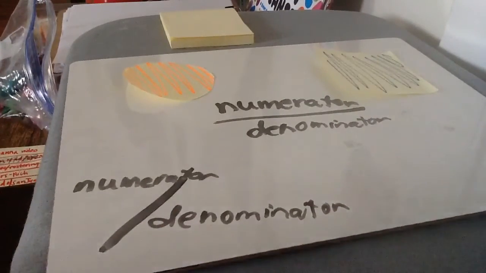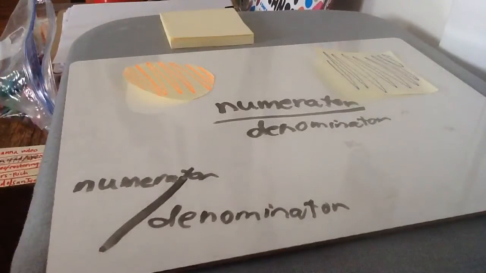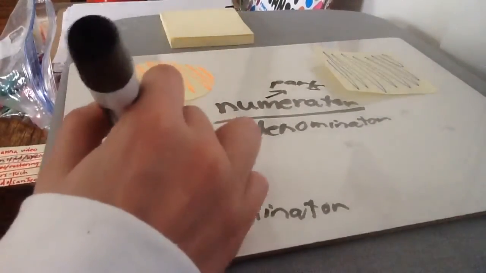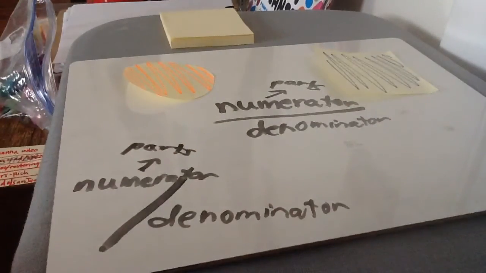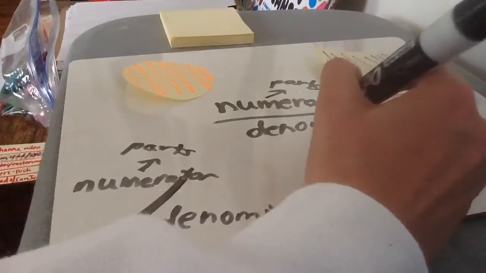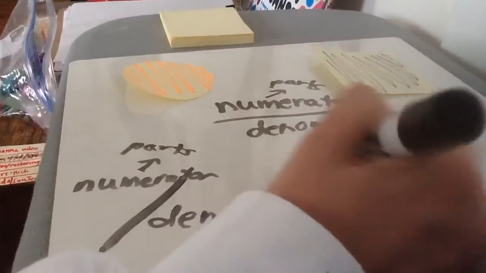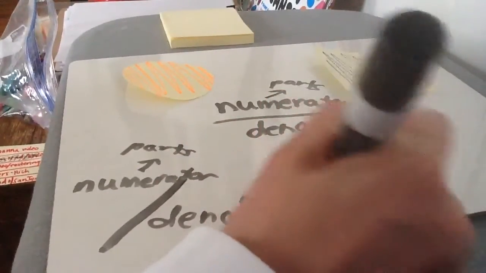We know that when we name our numerator, we're talking about the parts of our fraction. So numerator is the parts that we're focusing on, the parts that we're naming, how many parts we have. And then the denominator tells us the whole, and really it tells us the parts in the whole.